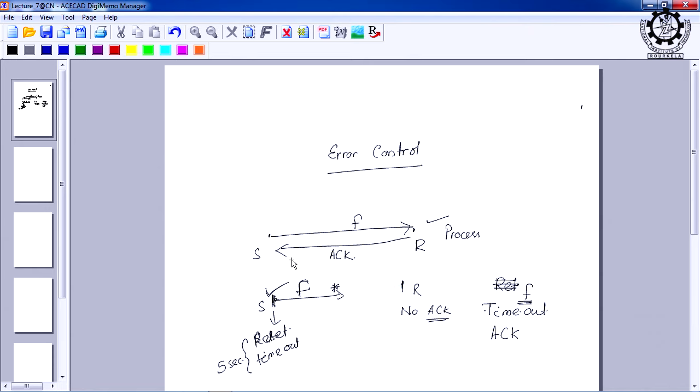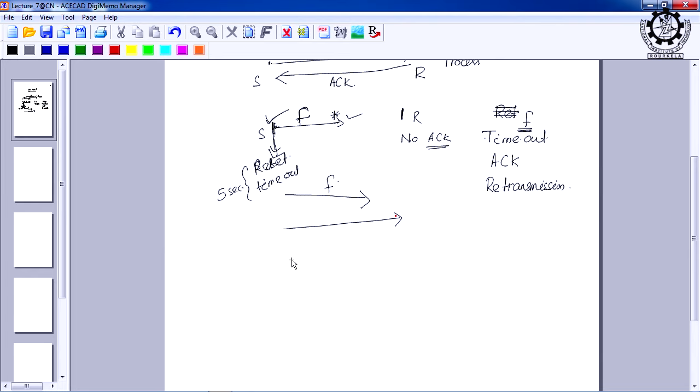So, when the receiver does not get the frame in this scenario, it does not send back the acknowledgement, and after the timeout occurs at the sender, what is it supposed to do? It will retransmit the frame. That means another mechanism is retransmission, right. This is one scenario.